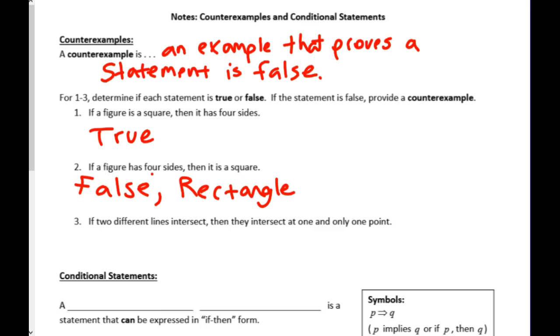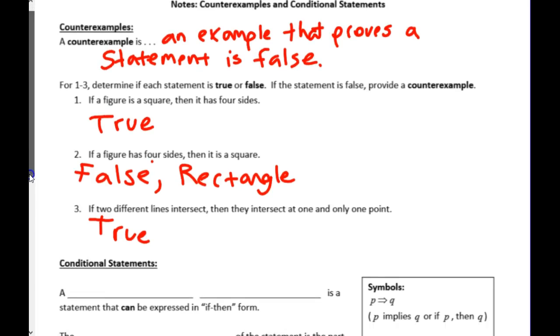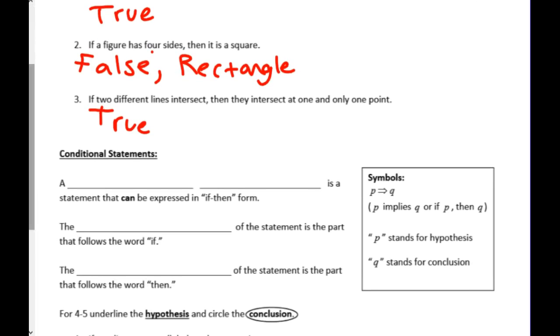All right, well, anyways. But if they're different lines, they only intersect one time. So that is actually true. Cool? Okay. Down here, a conditional statement, right?